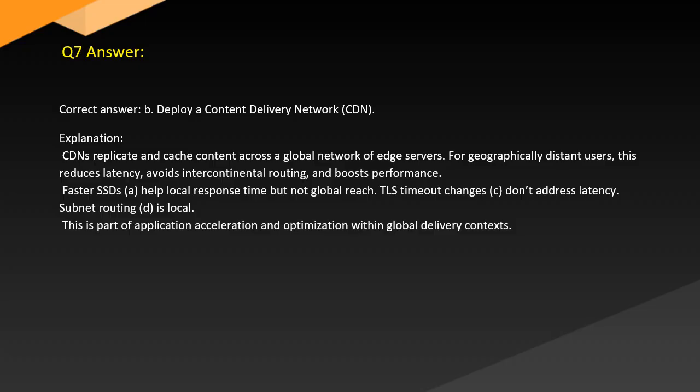Answer. Correct answer. B. Deploy a Content Delivery Network, CDN. Explanation. CDNs replicate and cache content across a global network of edge servers. For geographically distant users, this reduces latency, avoids intercontinental routing, and boosts performance. Faster SSDs help local response time but not global reach. TLS timeout changes, C, don't address latency. Subnet routing, D, is local. This is application acceleration and optimization within global delivery contexts.